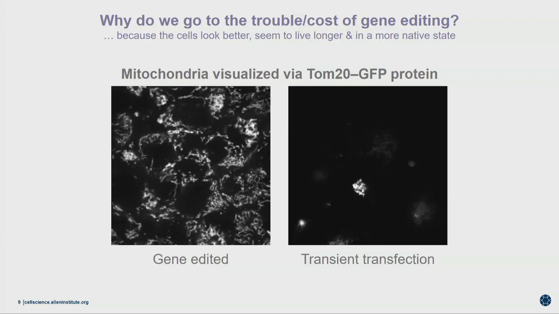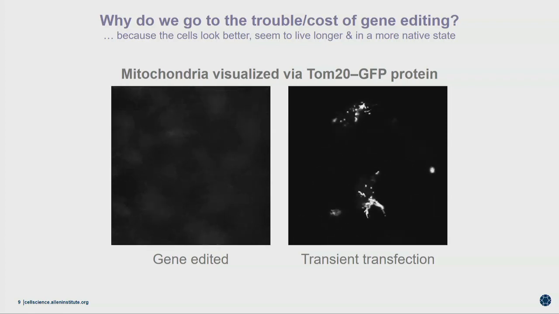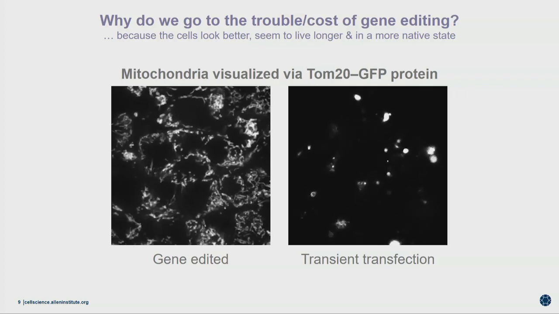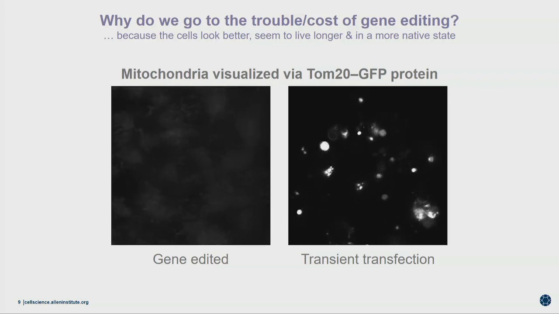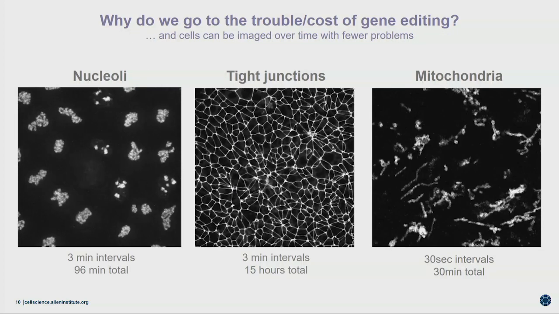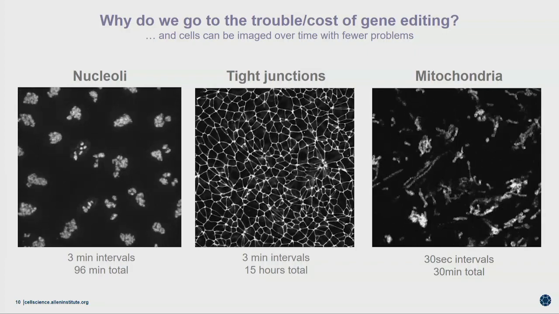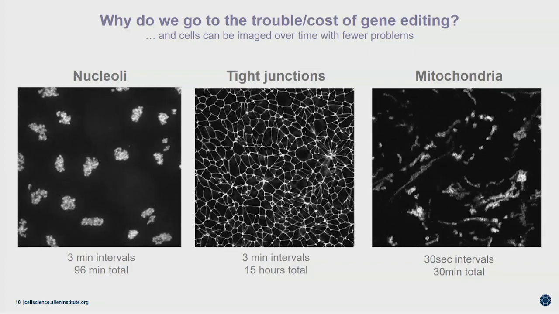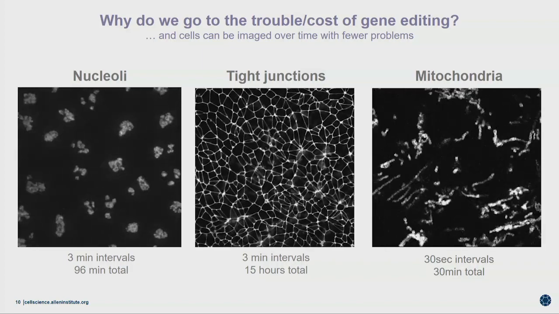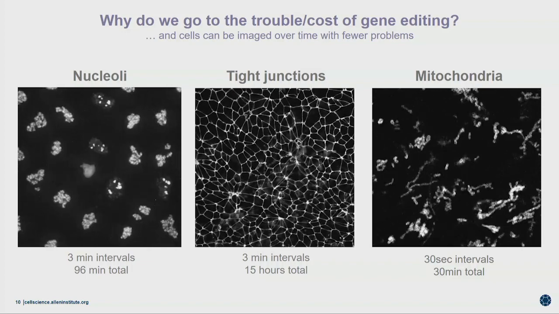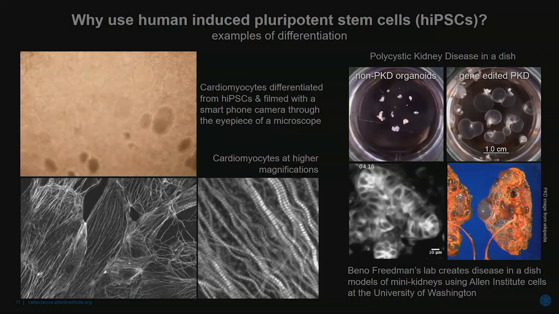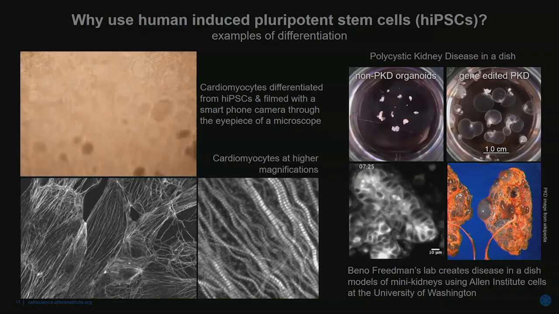So we've gone to the trouble of gene editing several structures in the cells because the cells look better, they seem to live longer and in a more native state. And compared to the overexpression artifacts that you see on the right, the cells tend to be happier and healthier because they're just expressing the proteins at their native amounts, and they help us see the structures much more clearly. So we can watch the cells over time, and the GFP remains present and consistent. It targets all the cells, and it's less harmful to the cells compared to most types of dyes and labels. So we get better resolution and less background.